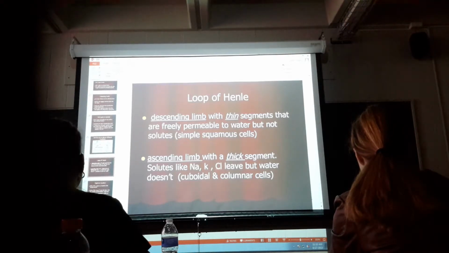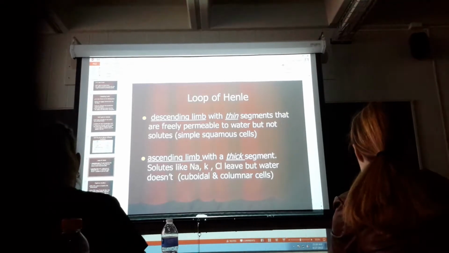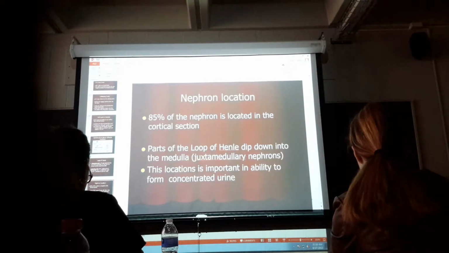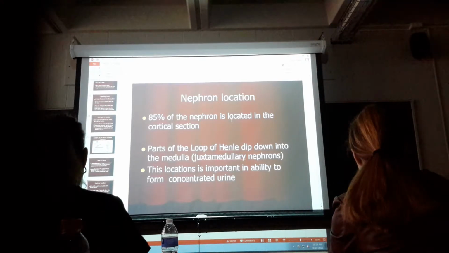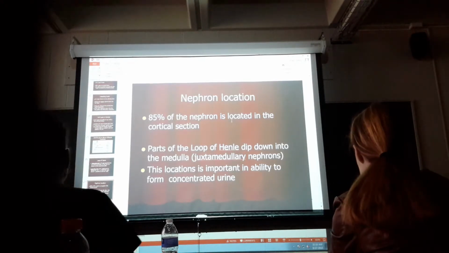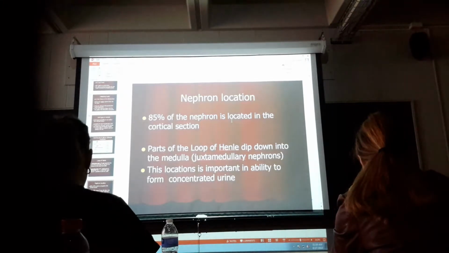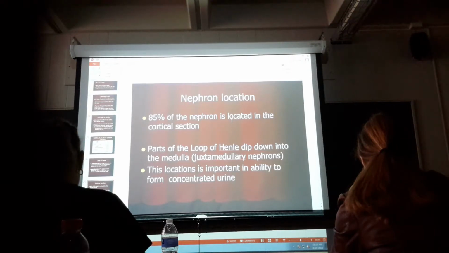So different tissues as we're going down through the nephron, because structure determines function, and they're all doing different things. 95% of the nephron is up in the cortex. Only the loop of Henle dips down into the medulla, and then also the collecting duct dips down in there.